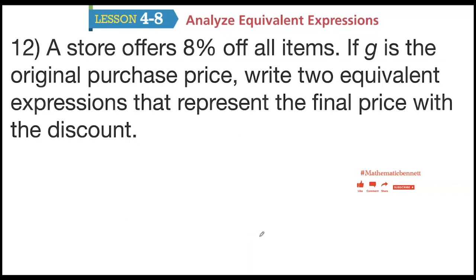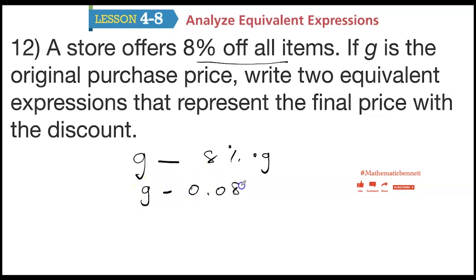Next question. A store offers 8% off all items. If G is the original price, write 2 equivalent expressions that represent the final price with the discount. So we know G is the original price, then there's a discount, so we have to subtract 8% of G. Okay, we can rewrite this without the percent, so we can write G minus 0.08G.